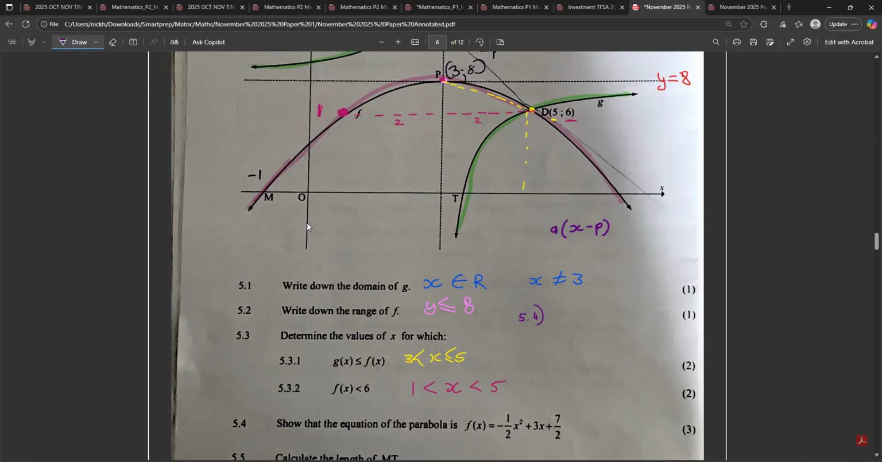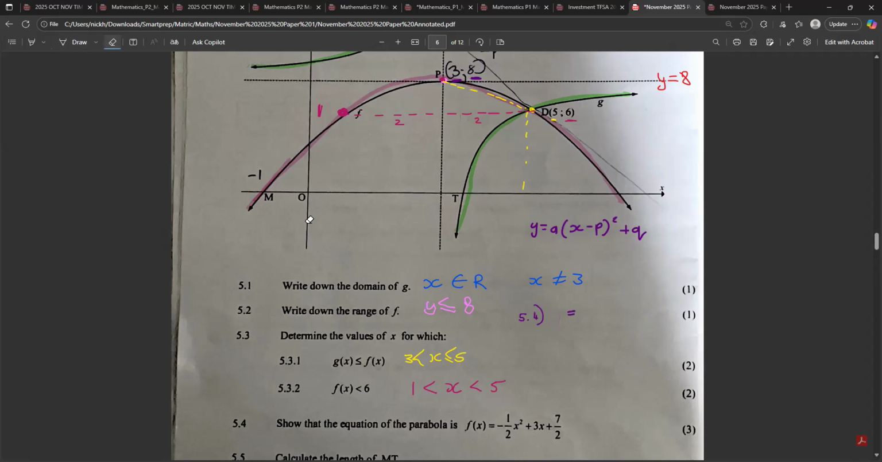x minus p squared plus q, where p and q are the turning point. So those would be 3 and 8. Okay, so p is the x value, q is the y value. So we can now write that in. And the idea here is that this is y equals a, by the way. We're also going to sub in another point, 5 and 6, because those also lie on the parabola, and so we have an x and a y. So I'm going to put it all in one just to save a bit of time.